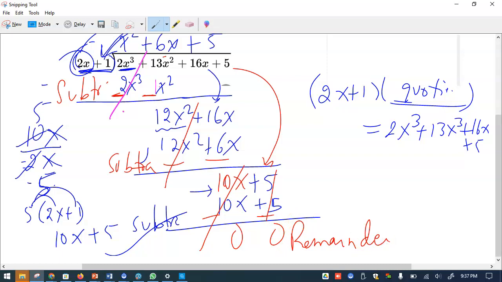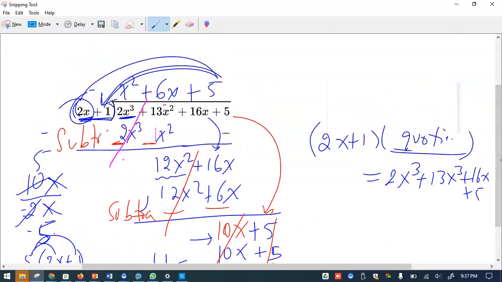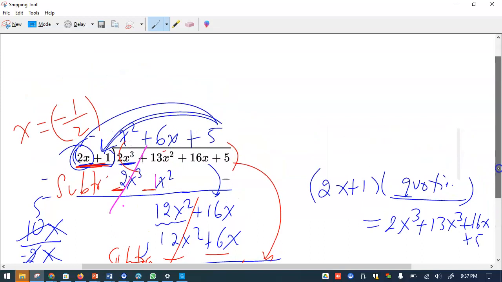And you will see there will be a remainder theorem which says when you plug in the value, x equals the opposite of plus 1, which is minus 1, divided by 2, if you plug in and you get the answer 0, then we say it's a factor. But we are using long division. So this is called long division.